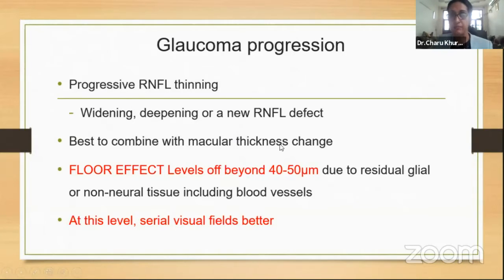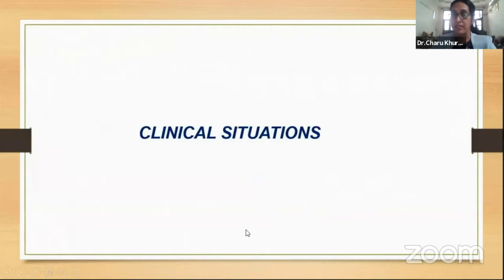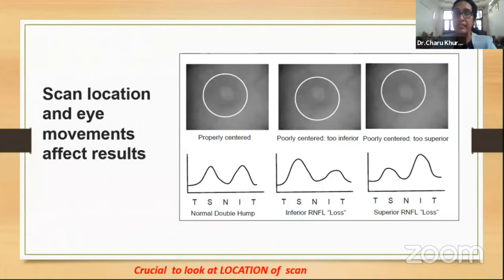And it is best when combined with the GCC. And after 40 to 50 microns, the defect really flattens off. And at this point, the visual fields are a better scenario. Now, we are going to focus mainly on clinical situations. So let us begin with the first slide here.